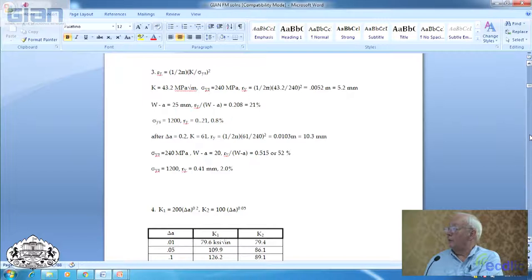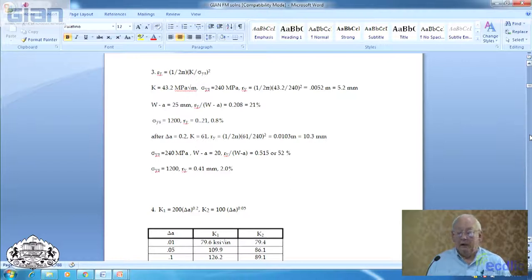So I'm starting with the first K value, 43.2, yield strength 240. Do the arithmetic, get 0.0052 meters or 5.2 millimeters. W minus A is 25. So the plastic zone divided by the ligament is about 0.208 or 21%. 21% is already pretty big. Now if you take the higher yield strength and do the same thing, the plastic zone size is 0.21 millimeters, and that covers about 0.8%.